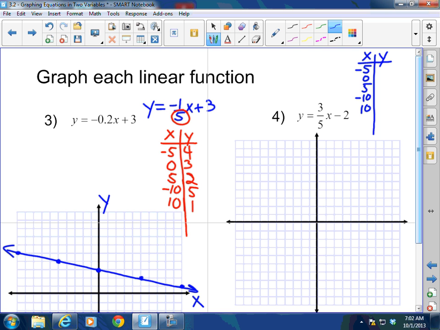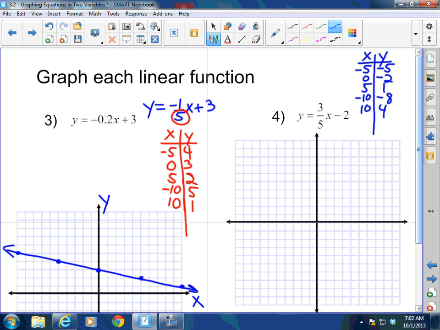When x is negative 5, we've got negative 3 minus 2, which is negative 5. When x is 0, we've got negative 2. When x is 5, we've got 3 minus 2, which is 1. When x is negative 10, we've got negative 6 minus 2, which is negative 8. And when x is 10, we've got 6 minus 2, which is 4.